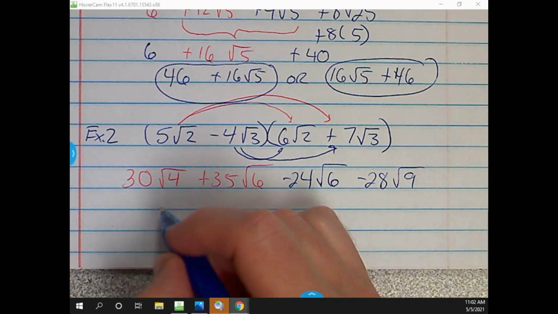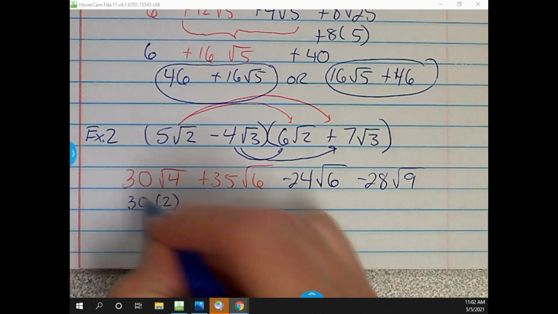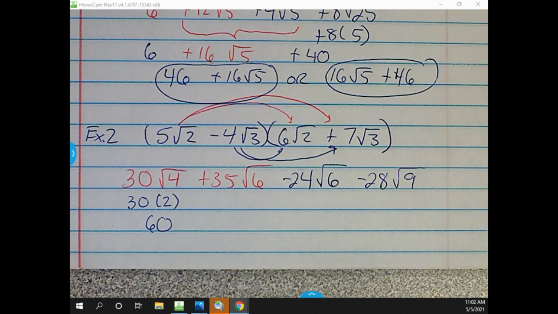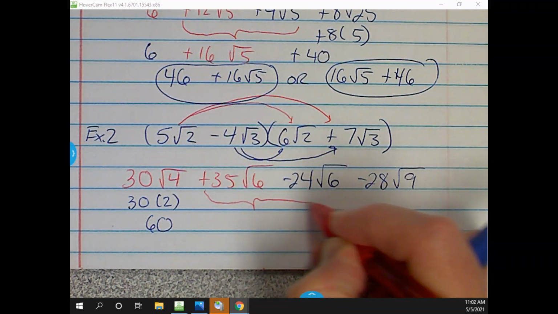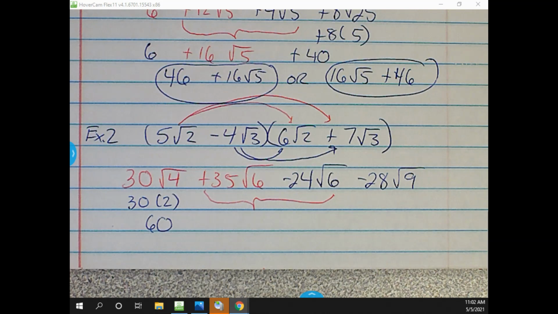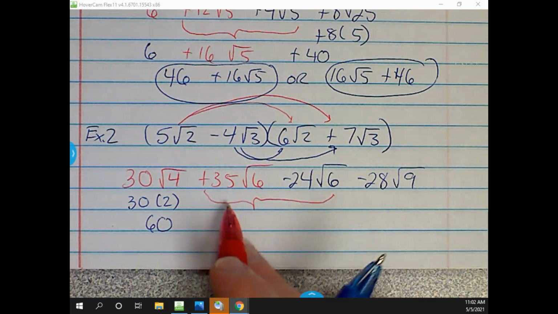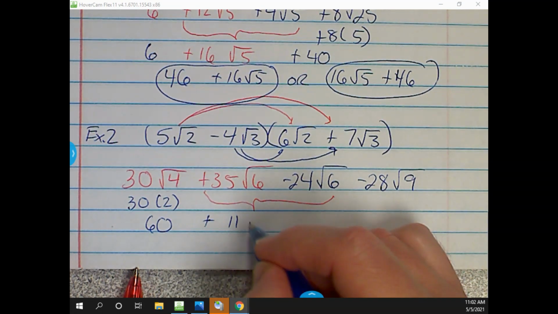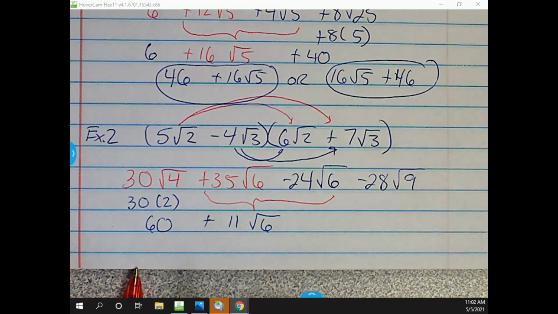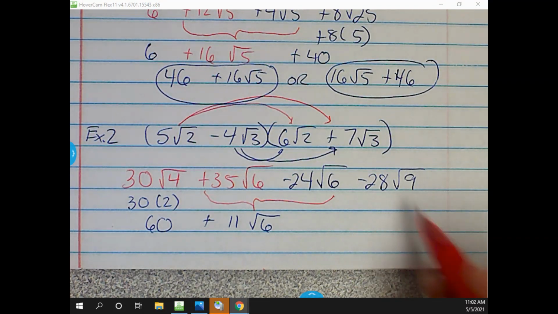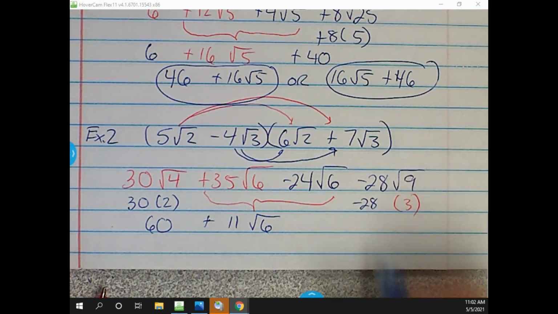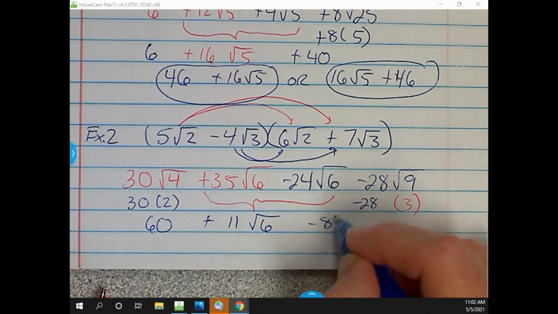Now you got square root of 4. That part, you can replace that, make that 2. So that's 30 times 2. That would be 60. You've got 35 square root of 6 minus 24 square root of 6. So the square root of 6's are good and they're the same. So we can just do 35 minus 24. Well, that would be 11 square root of 6. And then the last one, you've got square root of 9, which is 3. And if we do 28 times 3, 8 times 3 is 24. Okay, the 2, so that's a negative 84.